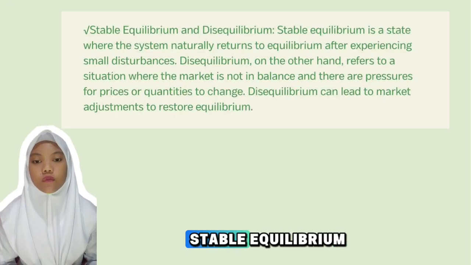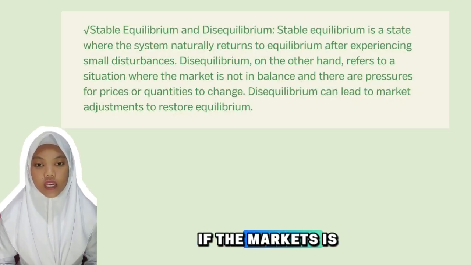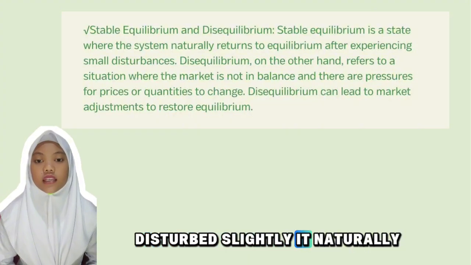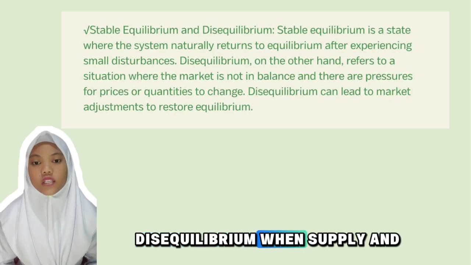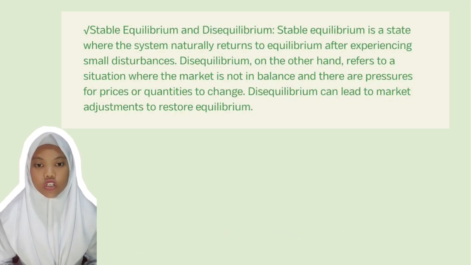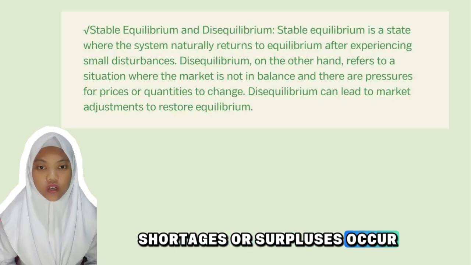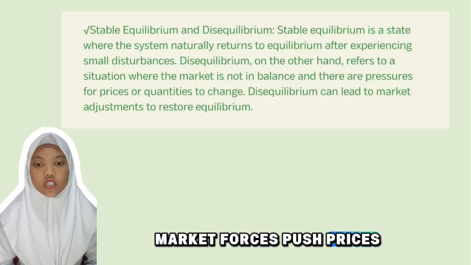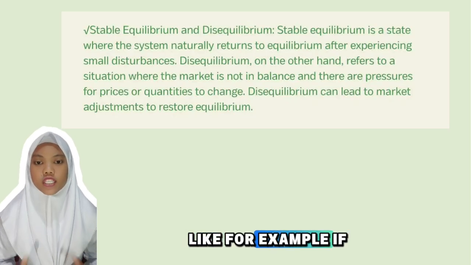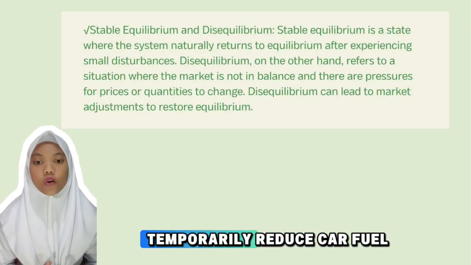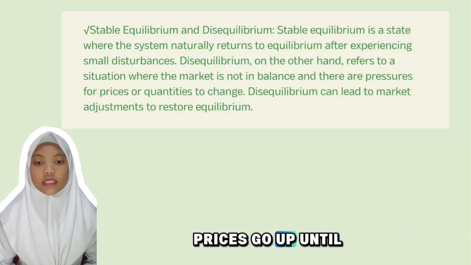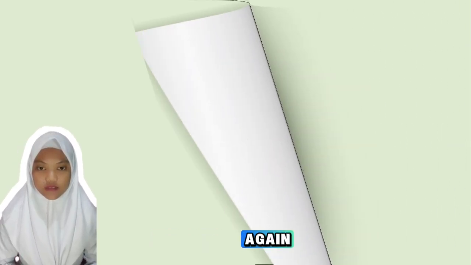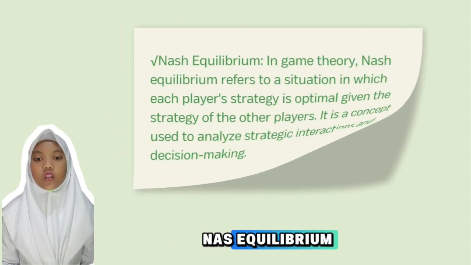Number six is stable equilibrium and disequilibrium. Stable equilibrium means that if the market is disturbed slightly, it naturally returns to balance. Disequilibrium is when supply and demand are not balanced, and shortages or surpluses occur. Market forces push prices to restore equilibrium. For example, if a new technology temporarily reduces car fuel efficiency, gasoline demand rises, prices go up until supply and demand balance again.